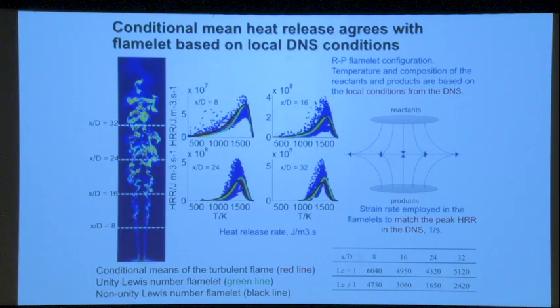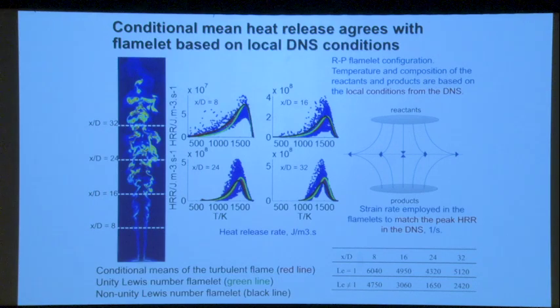That would be the case with the black line, and where we have modeled the different diffusivities and different Lewis numbers for each of the species with the green line. And so overall, we can see very good agreement at different downstream positions between the conditional means of the turbulent flame and those of the flamelets. And especially the agreement is better when you assume that you have a unity Lewis number in the flame description with the flamelets.